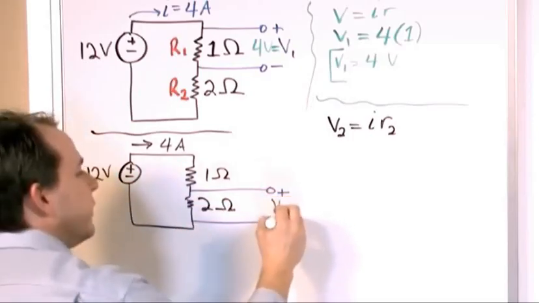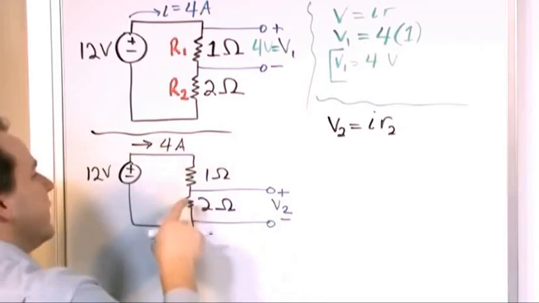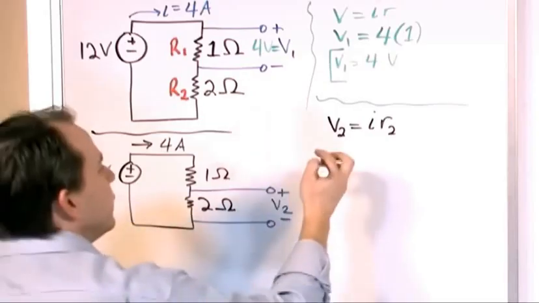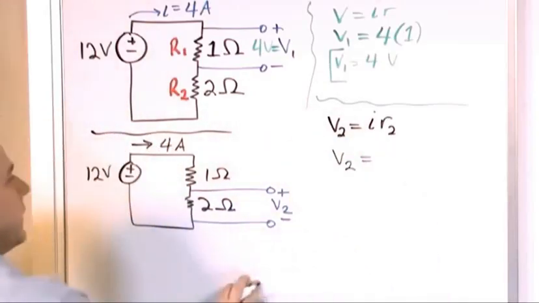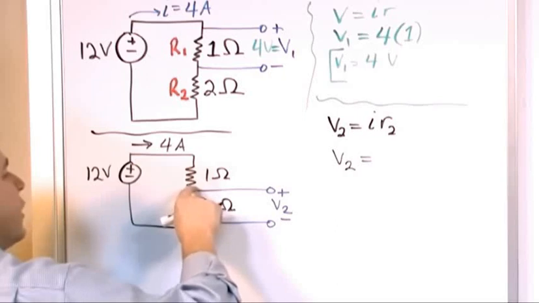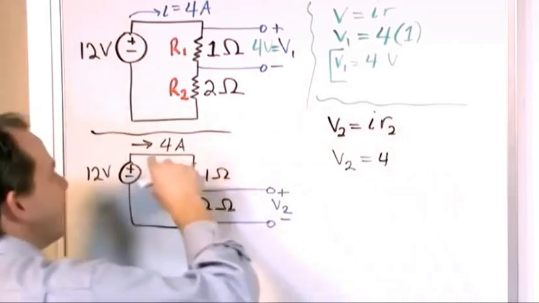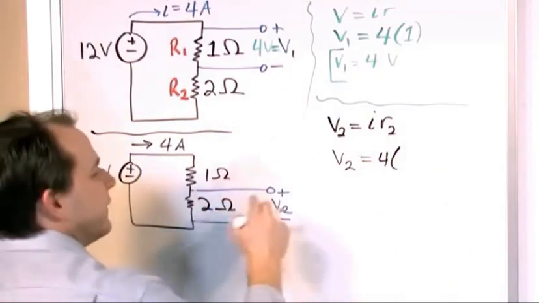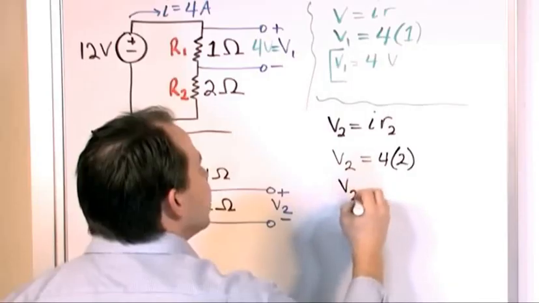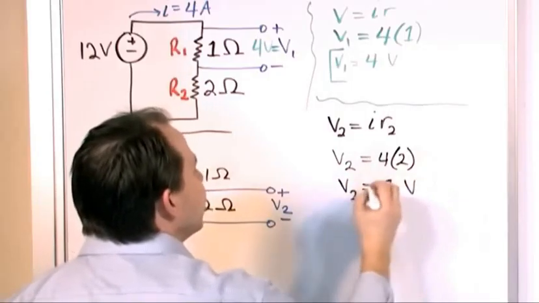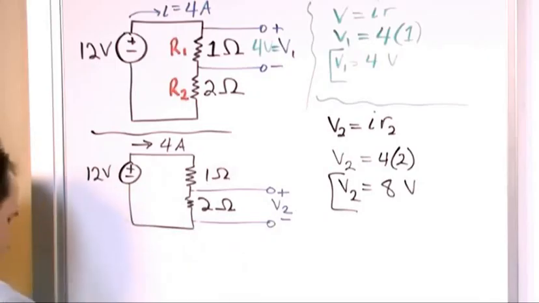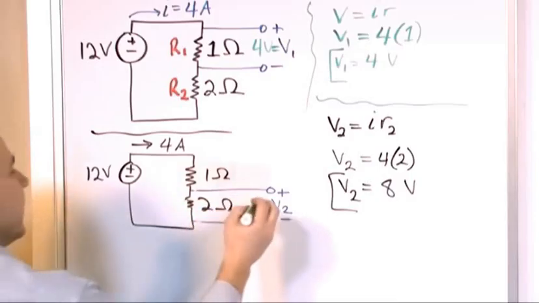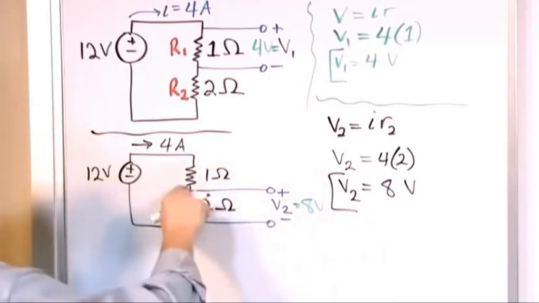V2, which is the voltage across resistor 2, is equal to the current times R2. V equals IR. So V2 is equal to the current flowing through this element, which is the only thing we care about, and that current is 4 amps because it's the same current flowing around everywhere else, times 2 because we have the resistance of 2 ohms here. So V2, the voltage across resistor 2, is 8 volts, right? So if you actually measured this, you'd have 8 volts across this element.